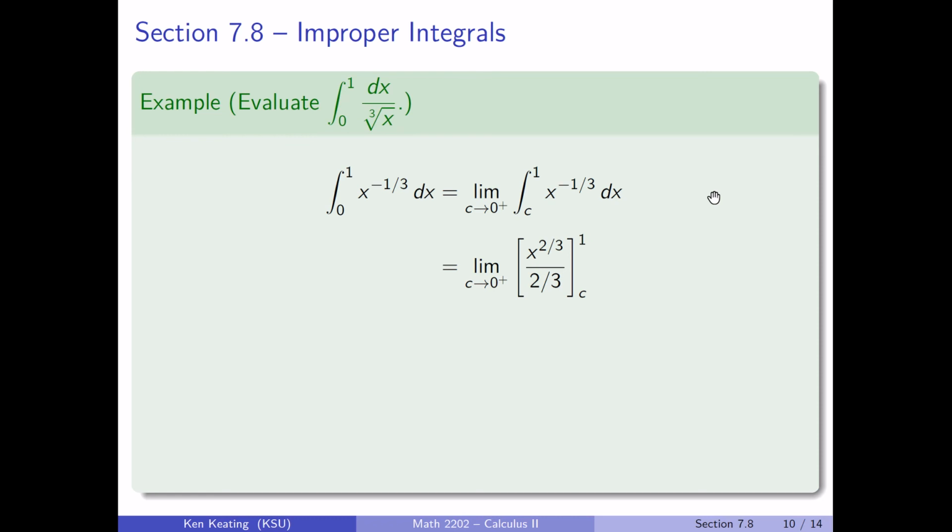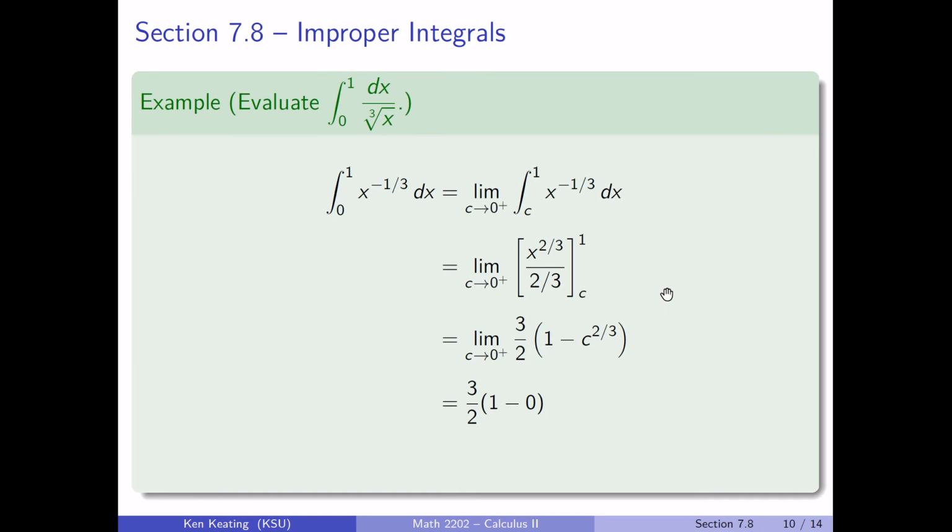We can do that. We get x to the 2/3 divided by 2/3. We're going to evaluate by plugging in the top minus plugging in the bottom. And I've done some cleanup here, right? Dividing by 2/3 is the same as multiplying by 3/2, so I pulled the 3/2 out. I plug in 1 minus plug in c, and I want to take a limit as c goes to 0 from the right. Of course, that's nothing more than taking 0 and plugging it in for c.